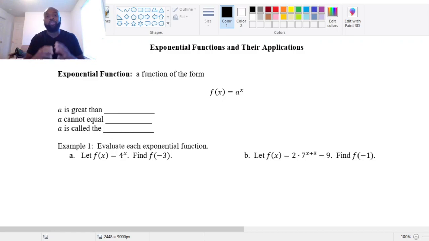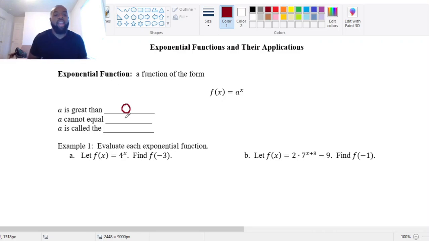And so what we're going to do is add to the list of our parent functions, and go over their properties: exponential functions. Basically, exponential functions are functions of the form f of x equals a to the x. Notice that a is going to be a real number. It's going to be greater than 0. It's going to be a positive number.